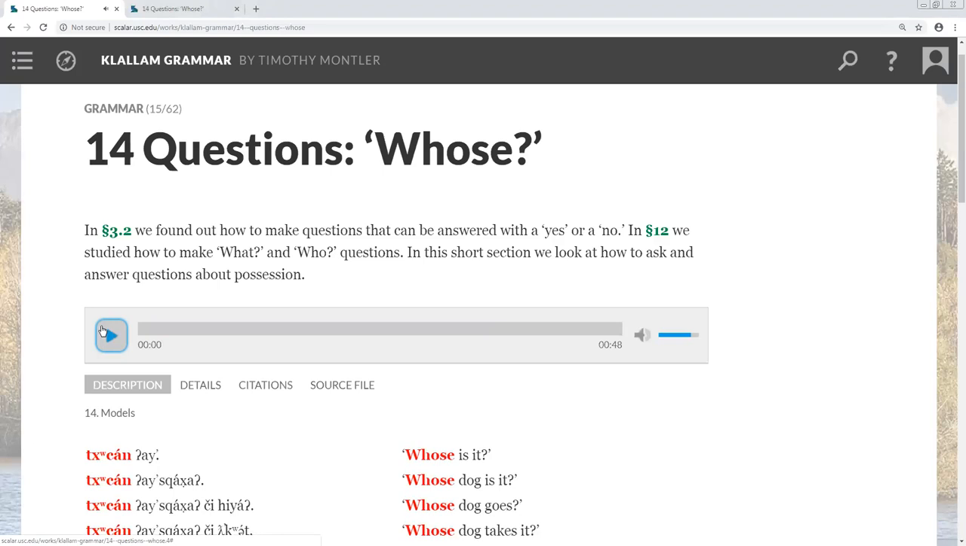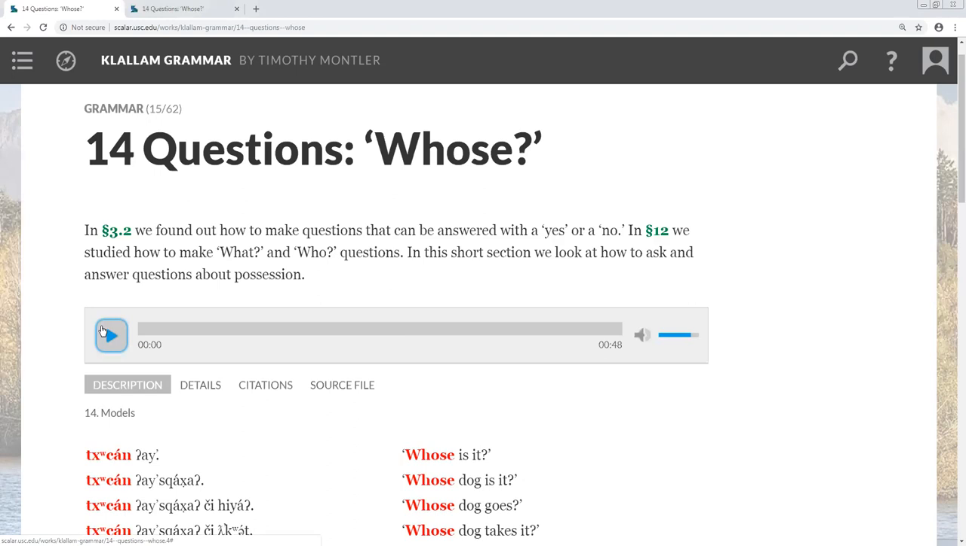The word san is really a verb meaning to be whose. So the English translation, is it, is already built into the Klallam word. It's possible to say, tsan sin, whose am I, and tsan, whose are you. Tsan can be used as a verb in a pattern, like tsan ait saskaha, whose is that dog, or it can translate to the dog is whose.